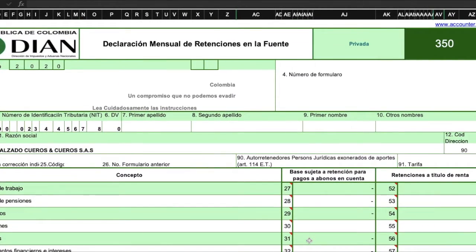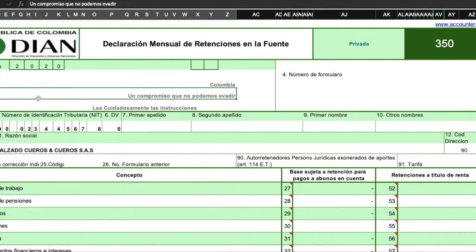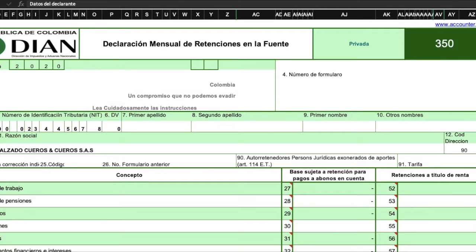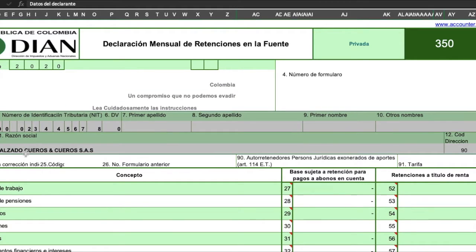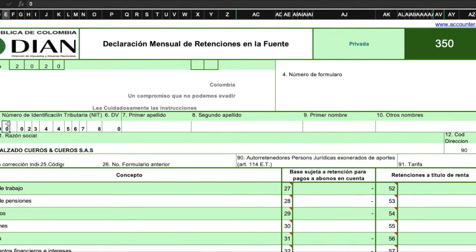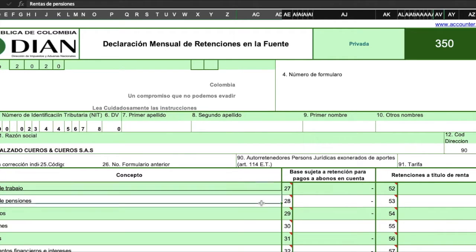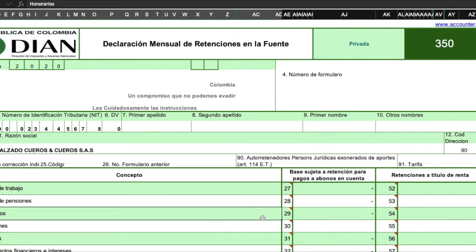Steps to fill out the 350 form of tax return. First, you have to fill out all the information related to the tax filer, such as corporate name, NIT, and address.